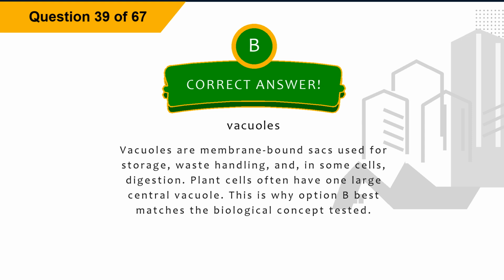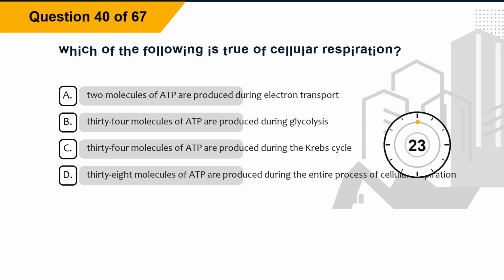Plant cells often have one large central vacuole. This is why option B best matches the biological concept tested. Question 40. Which of the following is true of cellular respiration?